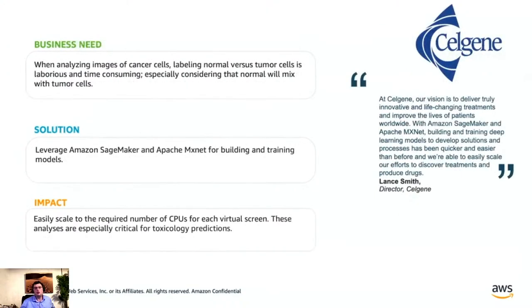The next example that I wanted to note comes from Celgene. This is in the context of analyzing images of cancer cells, where the images may include both normal as well as tumor cells. It's extremely laborious to label these by hand, and older image analysis algorithms will frequently misclassify and mislabel the cells. So the solution that Celgene converged on was leveraging Amazon SageMaker and Apache MXNet within SageMaker for building and training these models.